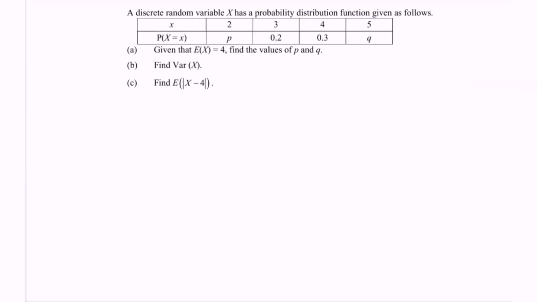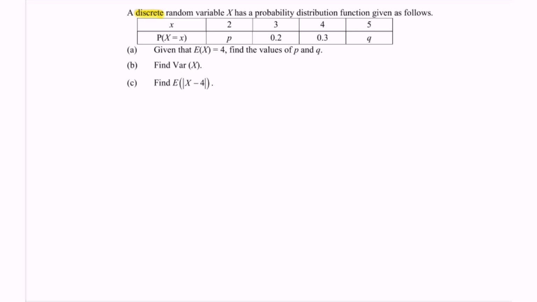In this video, I'm going to discuss an example for random variable. A discrete random variable x has a probability distribution function given as follows. As stated here, it is discrete, so sign is important. Kindly refer to the question. Here we have the table with the random variable 2, 3, 4, and 5, and with the probability, we have p, 0.2, 0.3, and q respectively.